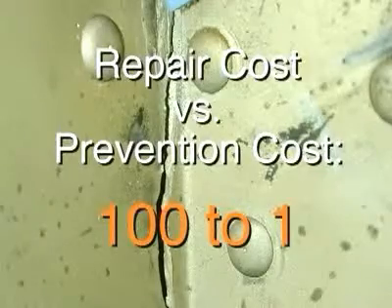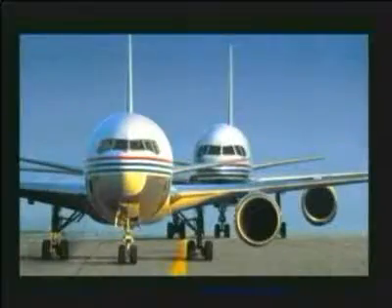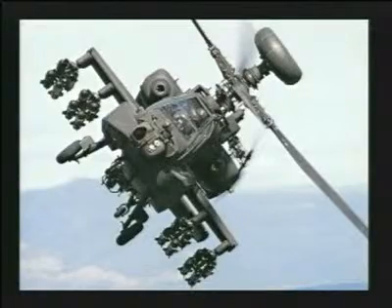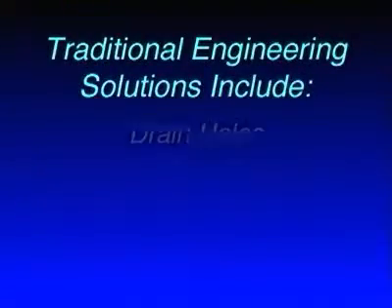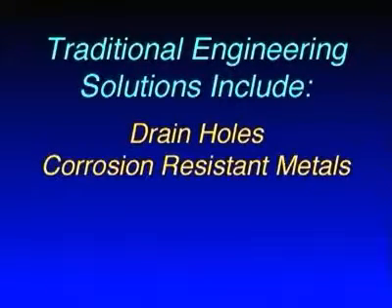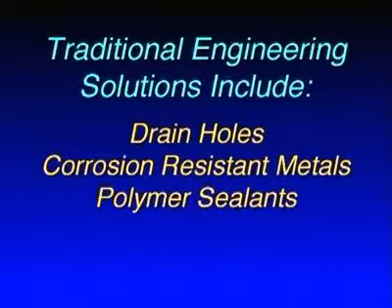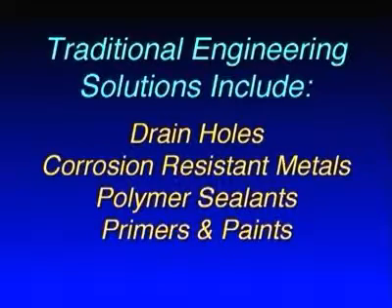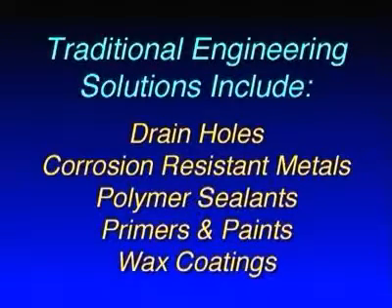In fact, the typical cost of repairing corrosion-related damage compared to the cost of preventing it is about 100 to 1. For this reason, aircraft manufacturers use a variety of methods to inhibit corrosion and protect the airframe after it leaves the factory and is put into service. Typical anti-corrosion strategies include the careful placement of drain holes, use of corrosion-resistant metals, polymer sealants on fairing surfaces, primers and paints, and the use of wax coatings.